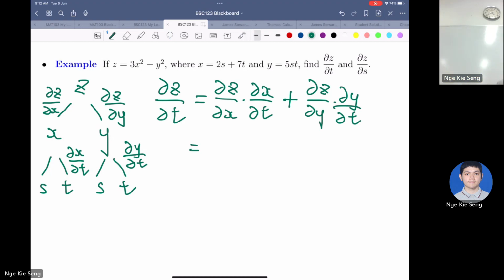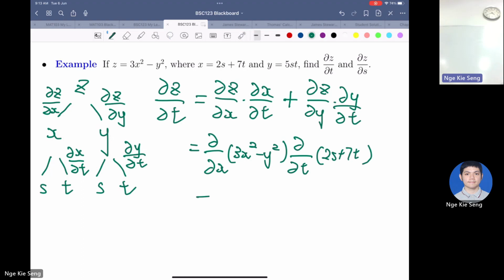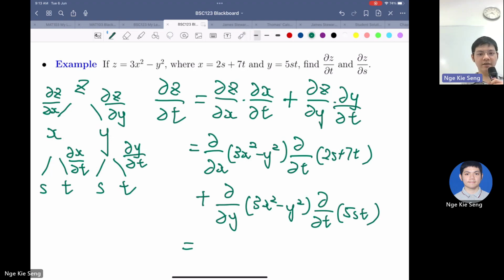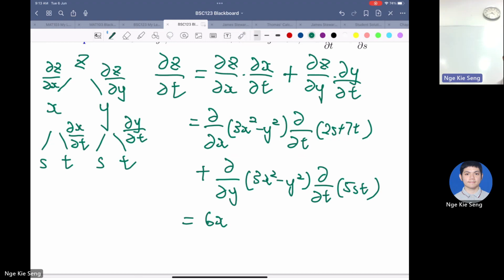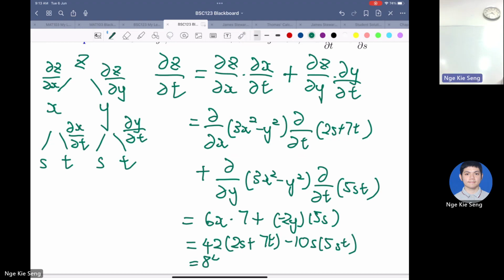All right, let's continue. What's ∂z/∂x? You differentiate 3x² minus y² with respect to x, and then you differentiate 2x + 7t with respect to t, plus 3x² minus y² differentiated with respect to y, times the derivative of y with respect to t. All together we get 6x times 7. Check your answer, see if it is correct or not. Altogether we get 84x plus 174t plus 50x²t. You can do your calculation and check if this agrees or not.